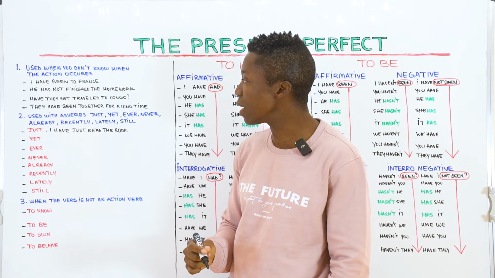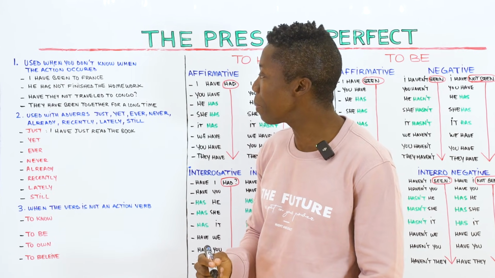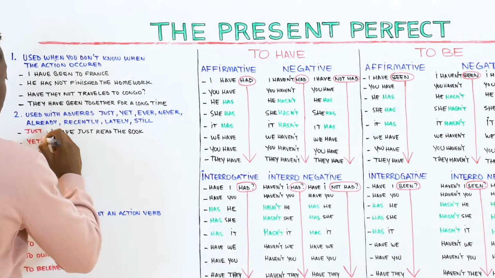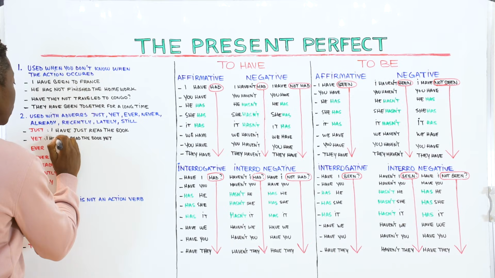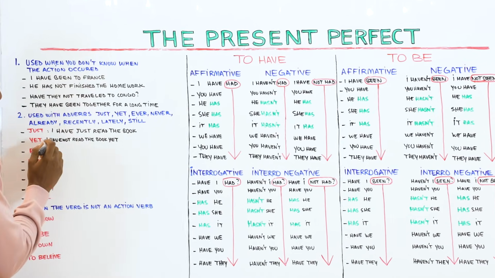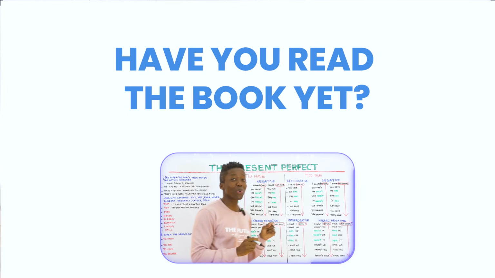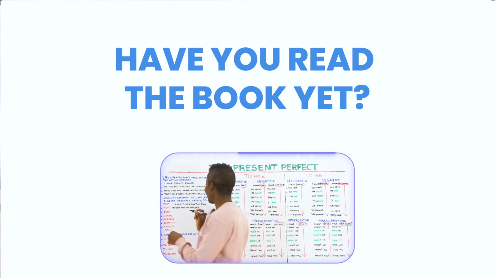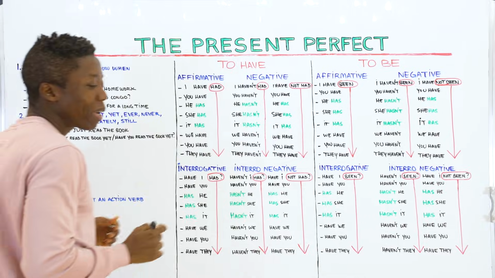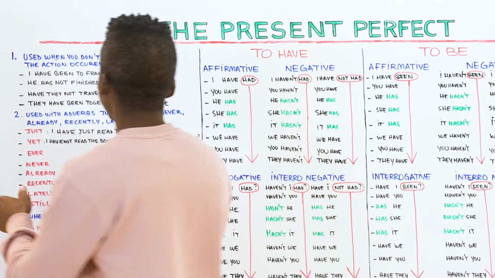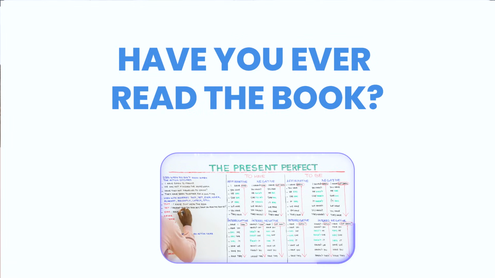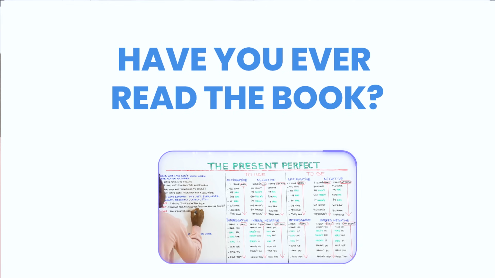Essayons de voir comment utiliser ces différents adverbes avec la même phrase. Ça, on peut dire I have not read the book yet, ou bien I have not yet read the book. Ça marche également. Maintenant, si vous voulez poser une question, vous allez dire have you read the book yet? Okay? All right, what about ever? How do we use ever with this sentence? Have you ever read the book?